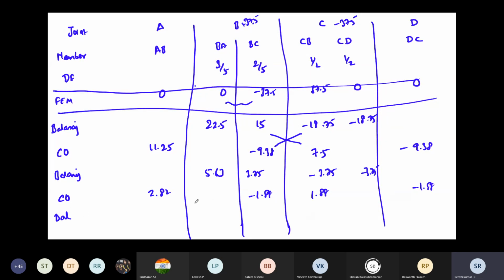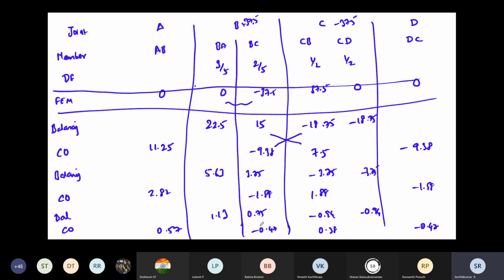So do balancing again. When you do balancing again, what you will get is 1.13, 0.75, then minus 0.94, minus 0.94. Then again, what you have to do? You have to do the carryover. 1.13 will carry over as 0.57. Then minus 0.94 will carry over as minus 0.47. Then this will carry over as 0.38. This will carry over as minus 0.47. So up to this also you can stop, but the difference of 0.47 will be there.